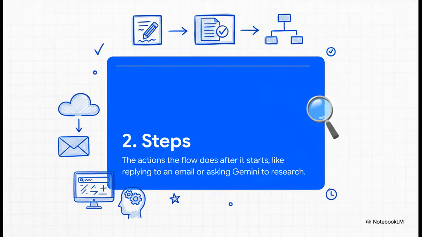Second, you have the steps. Pretty straightforward. These are the actual actions your flow is going to take once it's been triggered. A step could be to reply to that email, or update a specific spreadsheet with some new data, or even ask Gemini to go research a topic for you.